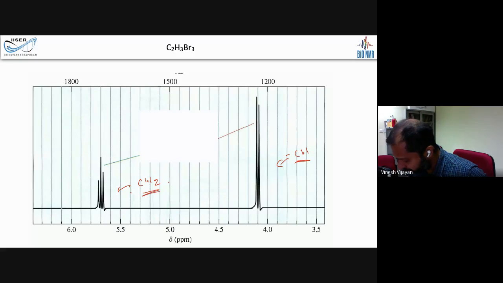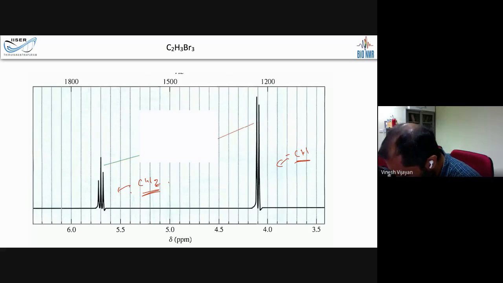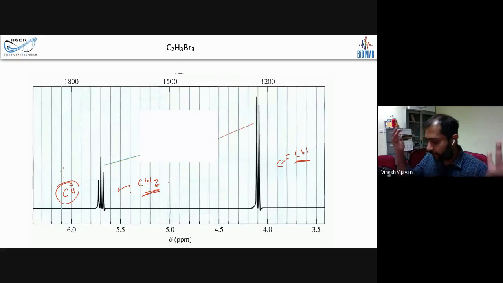This is CH2, and this has an attached CH2, and this has an attached CH. Now what happens? So this has to be a CH attached to some bromine, some 2 bromines or something like that, because it has gone much higher in ppm values. So it is quite deshielded, while this has to be a CH2.